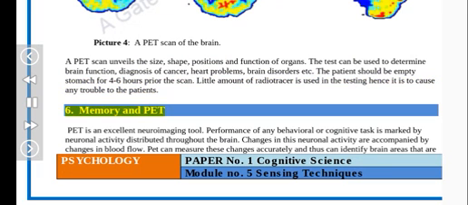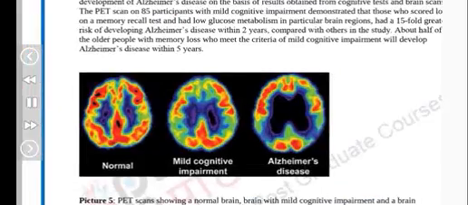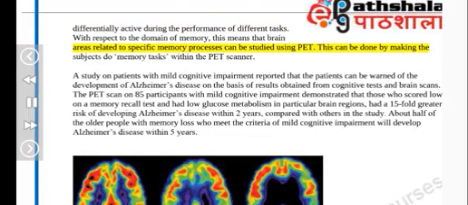6. Memory in PET. PET is an excellent neuroimaging tool. Performance of any behavioral or cognitive task is marked by neuronal activity distributed throughout the brain. Changes in this neuronal activity are accompanied by changes in blood flow. PET can measure these changes accurately and thus can identify brain areas that are active in psychology. With respect to the domain of memory, this means that brain areas related to specific memory processes can be studied using PET. This can be done by making the subjects do memory tasks within the PET scanner.